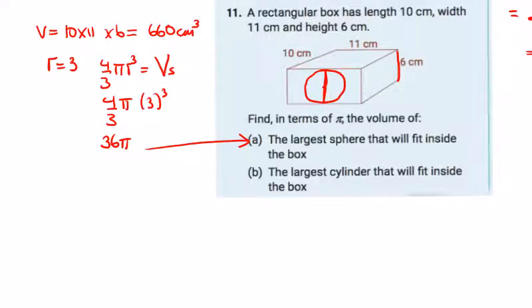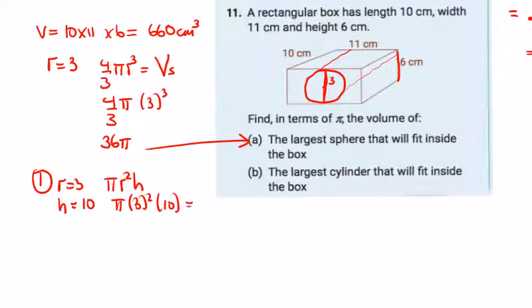And the largest cylinder that will fit inside the box. So let's have a look at the options for cylinders. We could put one going down this way. You imagine that being a 3D cylinder shape. So I think there's three options here. Option one, r is three, and the length of it, we call it the height, but it's the length, is 10. So the cylinder, that's pi r squared h, which is pi by 3 squared by 10, 90 pi going that way. That's option one.